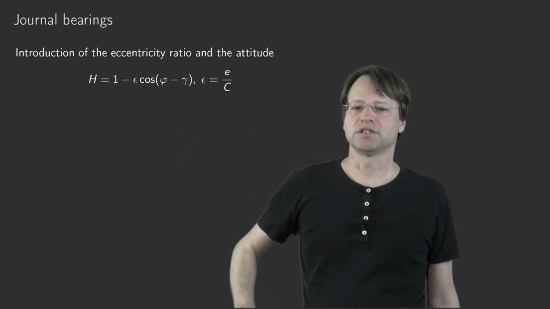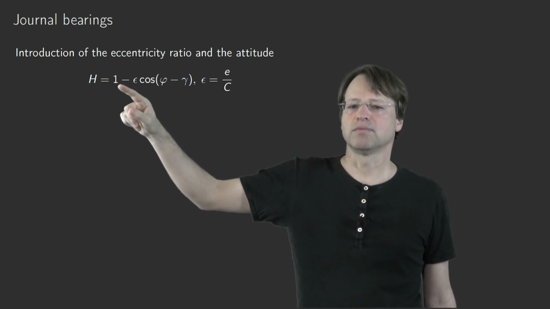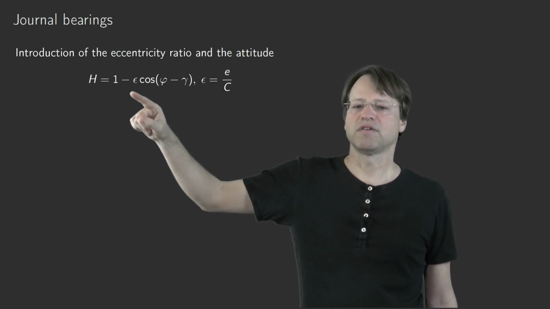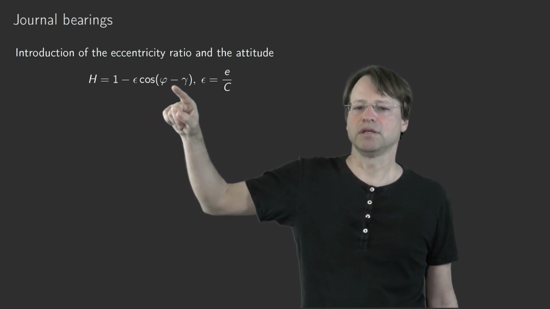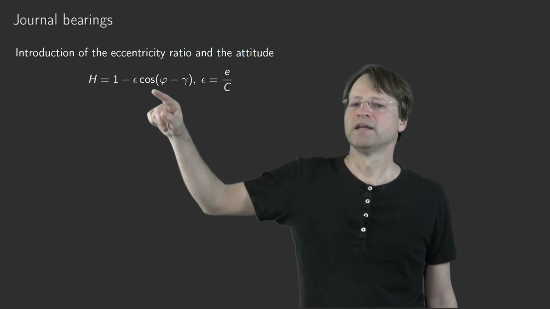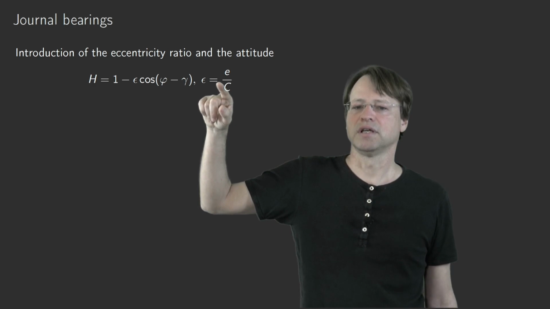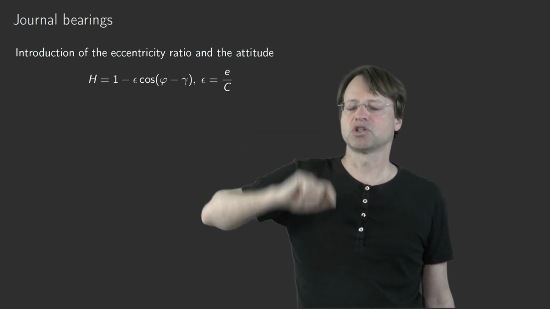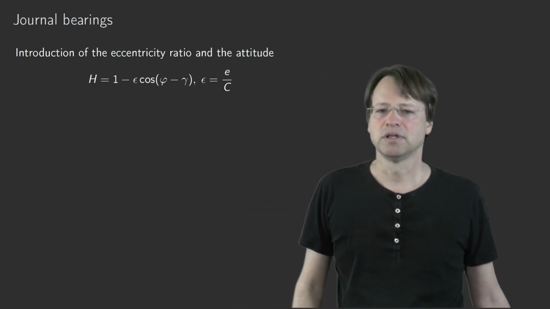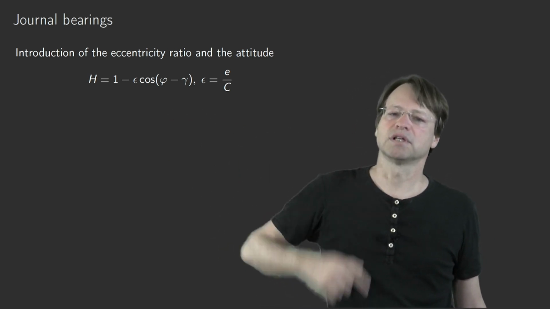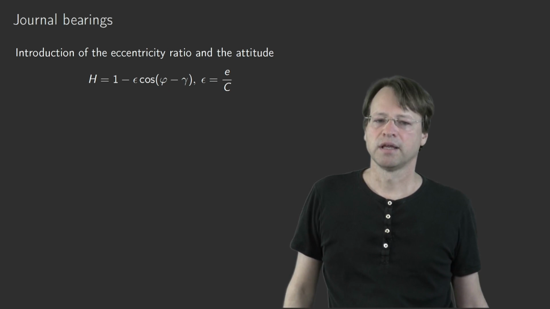divided by C, which amounts to capital C divided by C, that is 1, and here we would have minus E cosine of phi minus gamma. If we divide by C and replace the dimensionless quantity E divided by C by epsilon, and call this the eccentricity ratio, then this would be the result for capital H.